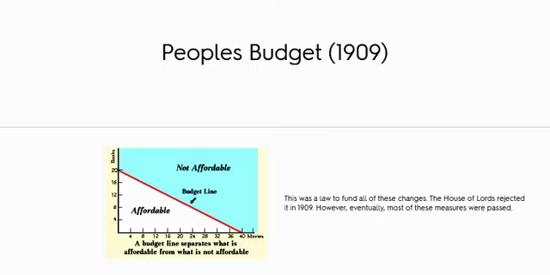People's Budget. This was a law to fund all of these changes. The House of Lords rejected it in 1909. However, eventually, most of these measures were passed.